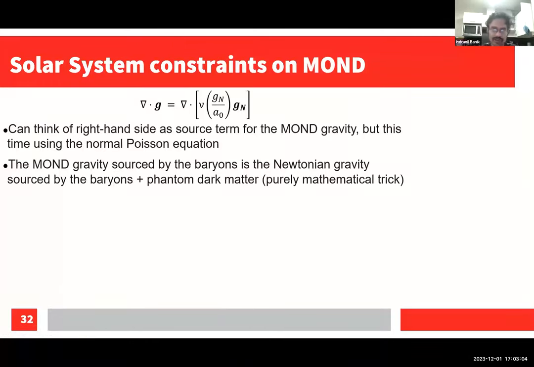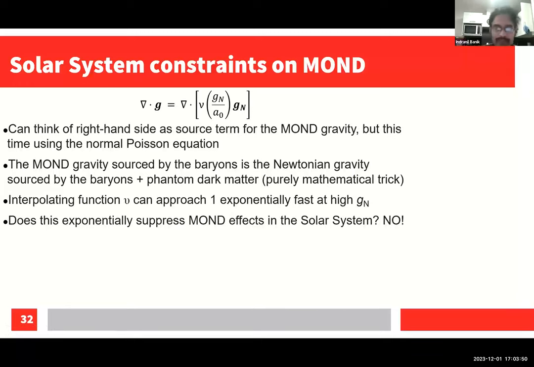In the last 10 or so minutes, I'll explain a couple of additional issues that I think are important. So one thing is we've been talking about the wide binary test because essentially every star should have, if you like, a halo of phantom dark matter around it in MOND, which should increase the gravity it exerts on another star. So what I mean by that is this is the QMOND field equation. We can think of the MOND gravity sourced by the baryons as the Newtonian gravity sourced by something. And by definition, that's always possible. That something is the baryons plus phantom dark matter. So this is a purely mathematical trick. It will help us visualize the problem a little bit.